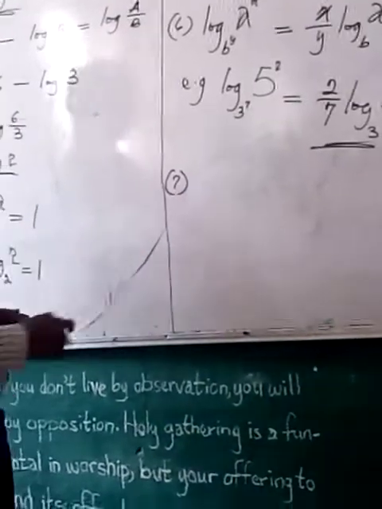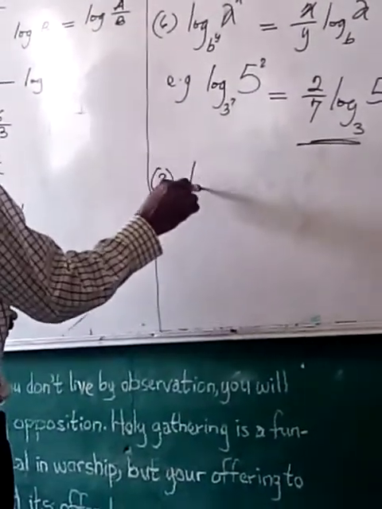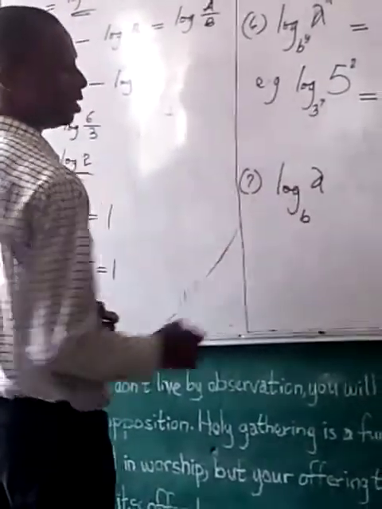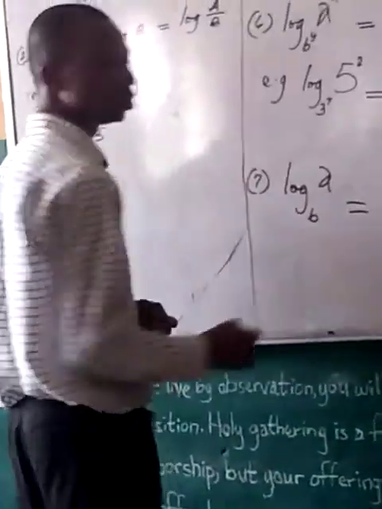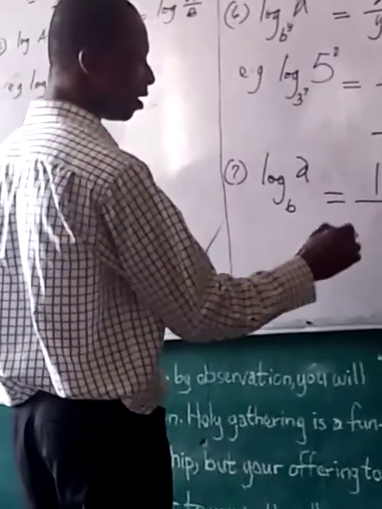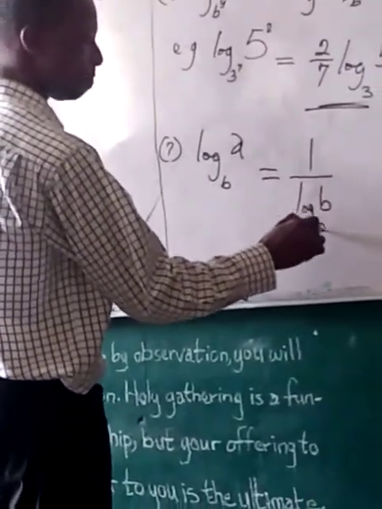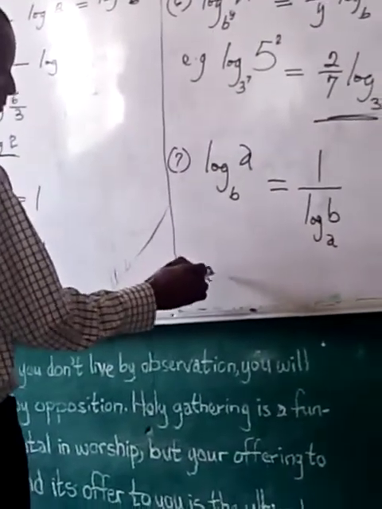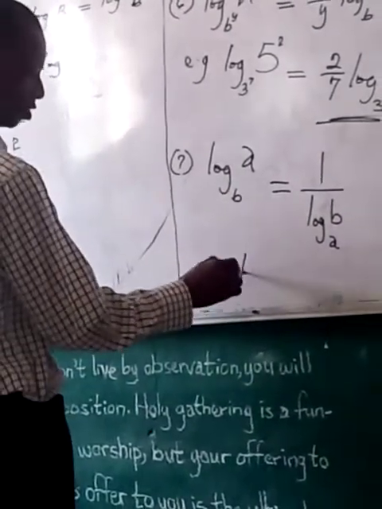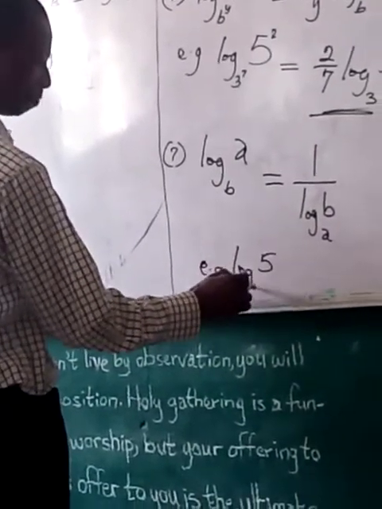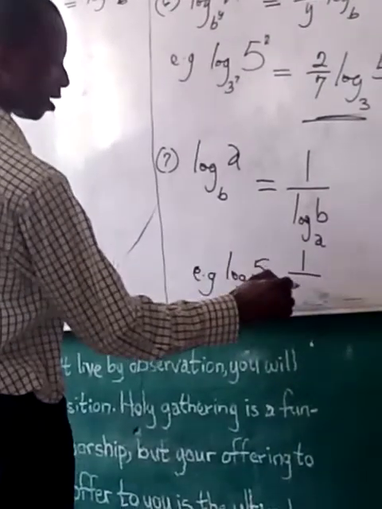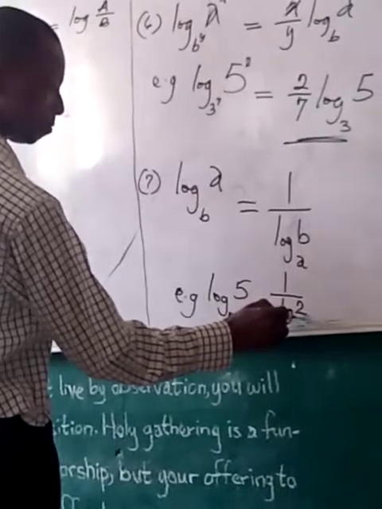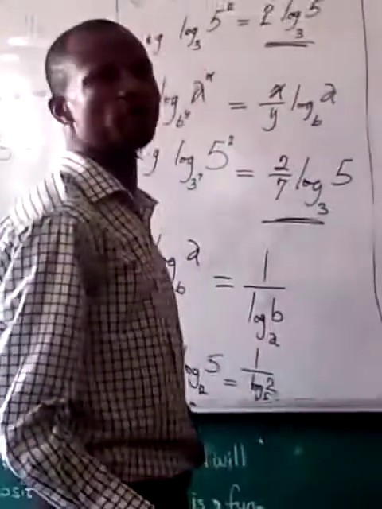Law 7 says that if I have log A base B, I can change it to become 1 over log B base A. And this, for example, if I have log 5 base 2, it can become 1 over log 2 base 5.